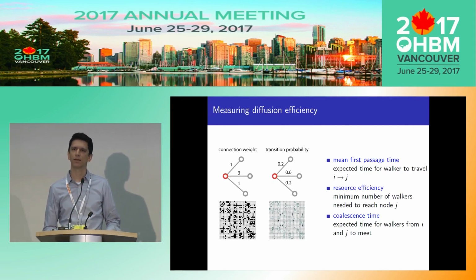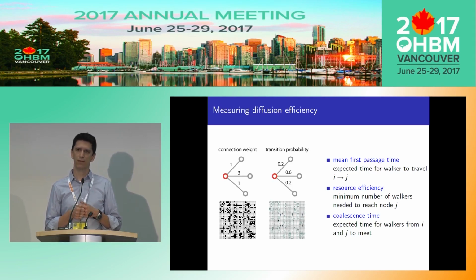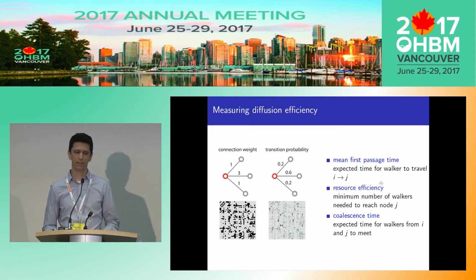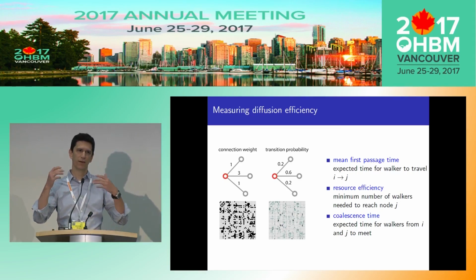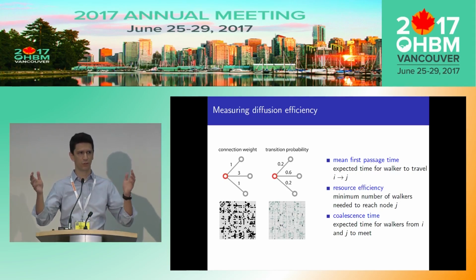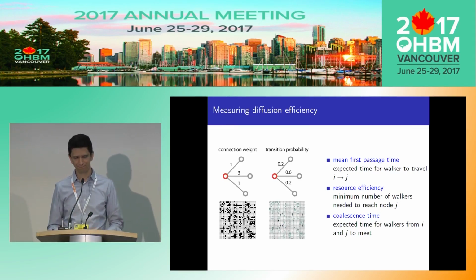You can ask also, if I'm starting a random walker in a particular brain area, a signal in a particular brain area, how many random walkers or how many signals would I need to ensure, to within some level of probability, that I ultimately hit a particular target area? In other words, how much do I have to broadcast this signal to ensure that I have complete transmission?